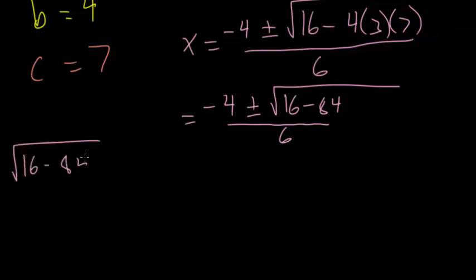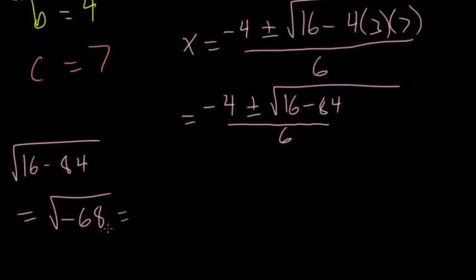16 minus 84. And if you ever want to do this in your head, you can essentially switch this, make it 84 minus 16, and then just put a negative in front. So it looks like minus 68. And if you have the square root of a negative number, we're now dealing with imaginary numbers. And so what we want is to get this negative out of the square root.